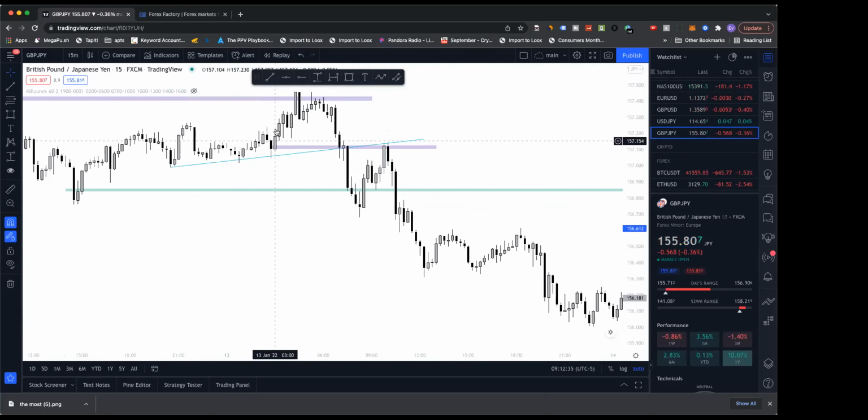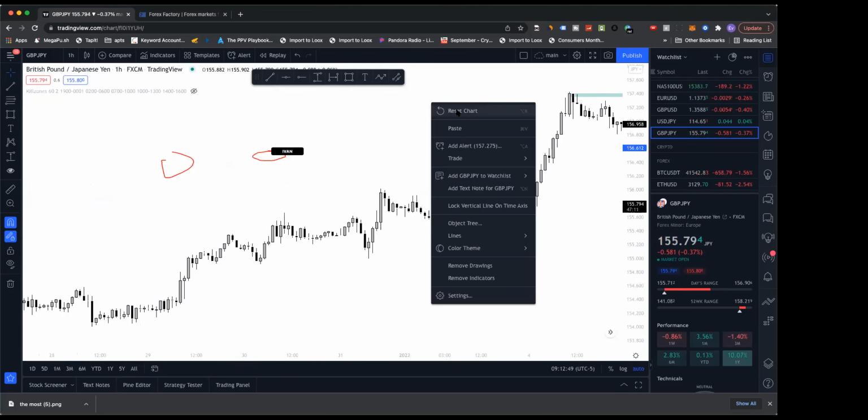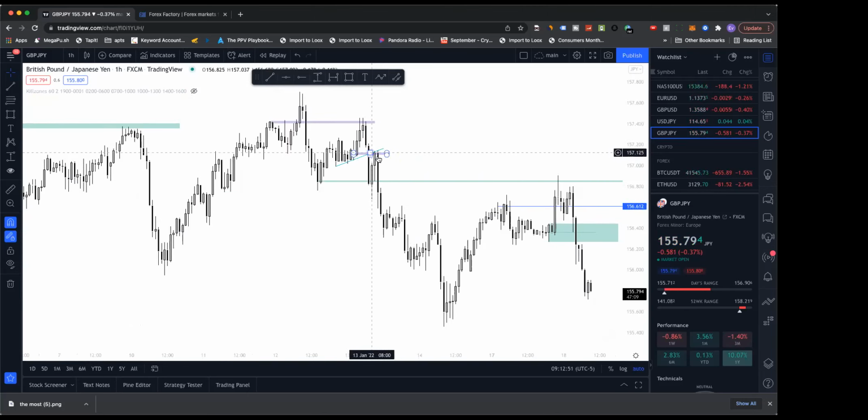Okay, so here we can see we have another SNR level right here. Drop, base, drop. So we have a setup. We have a setup. Engulfing.